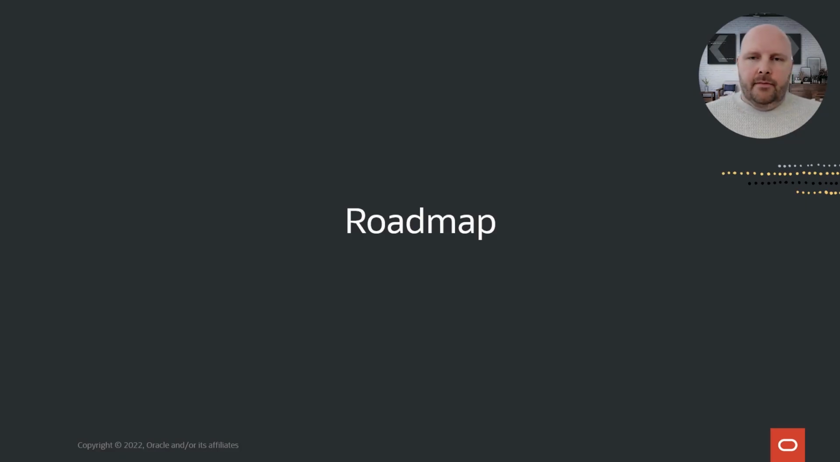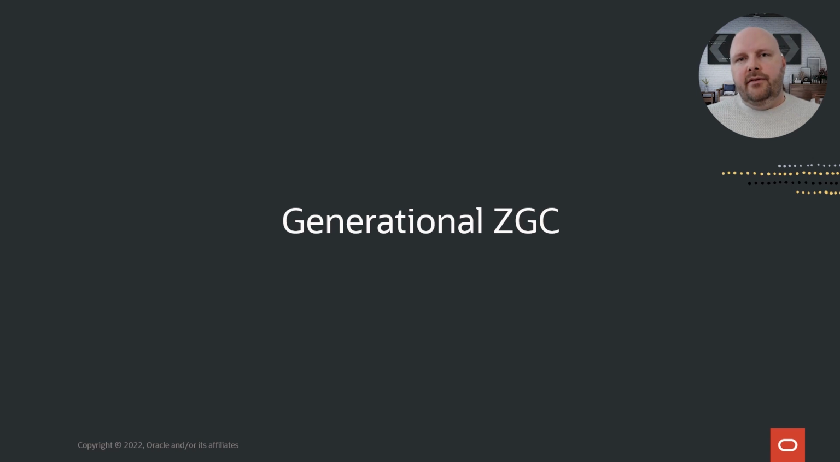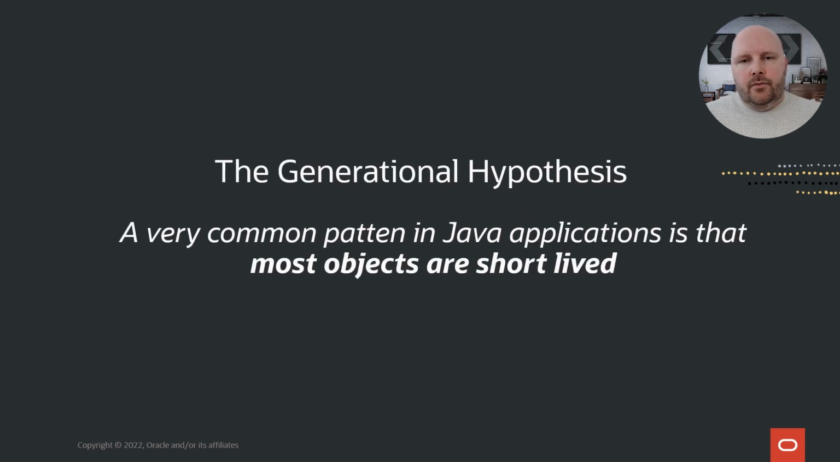Okay, so let's talk about the roadmap. And as I said in the beginning, this will be about our efforts to make ZGC a generational GC. And I should perhaps say, keep in mind, this is work in progress. So everything I'm going to say here is basically subject to change. So let's start with the basics here. A generational GC is a GC that exploits the generational hypothesis. And this hypothesis basically says that a very common pattern, in this case in Java applications, is that most objects are short-lived.